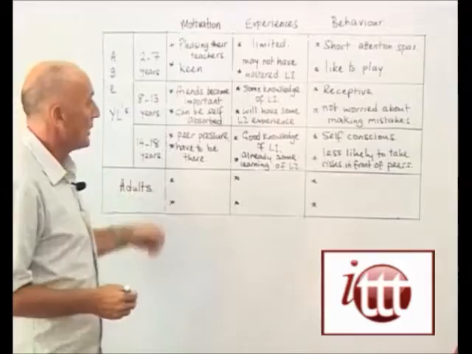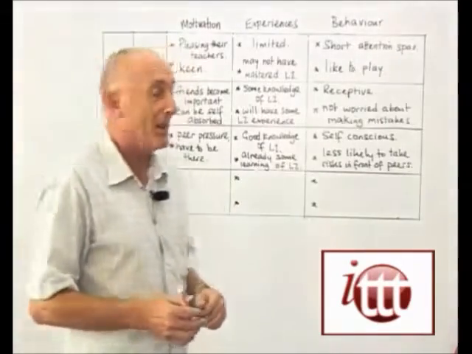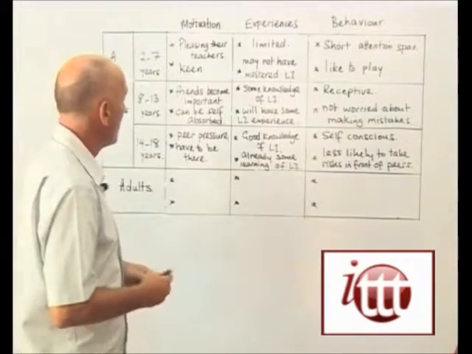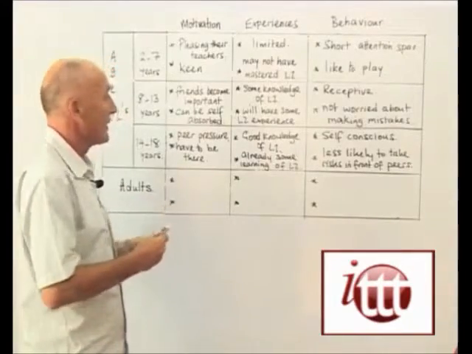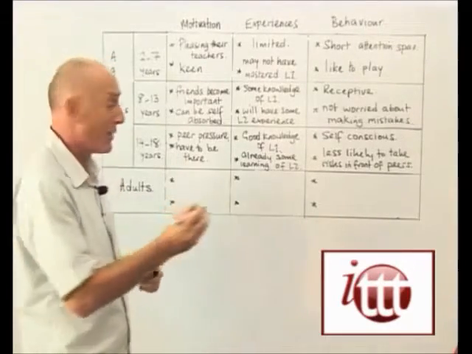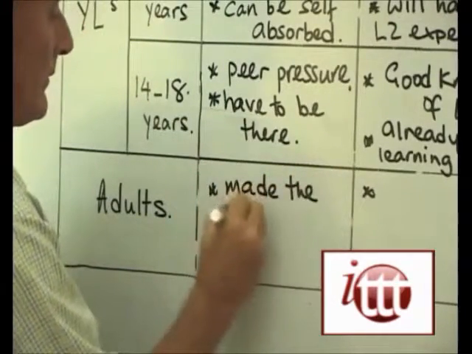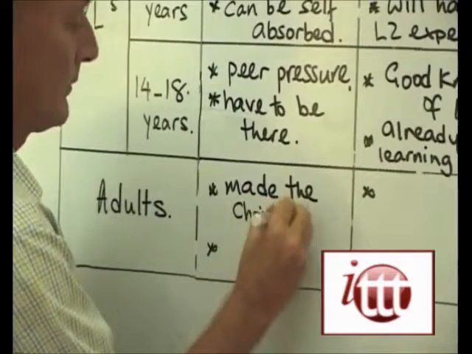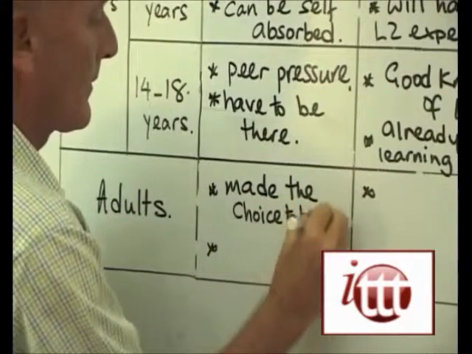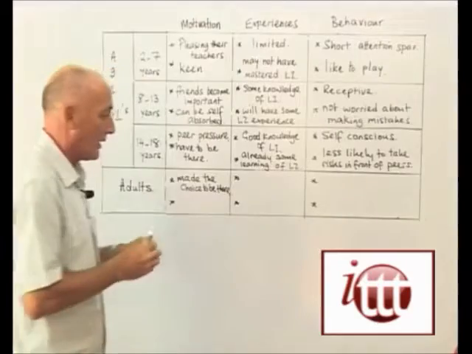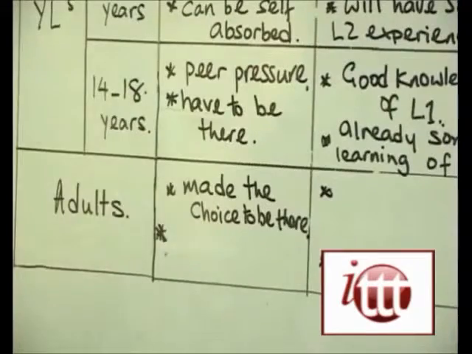Then moving on to the whole different section of adults. Obviously, in terms of motivation, with an adult class, they don't always have to be there. They've often made the choice to be there. Although this is not always the case. And secondly, quite often this decision to actually be there is an economic one. In other words, by learning English, they can greatly increase the income that they can produce.